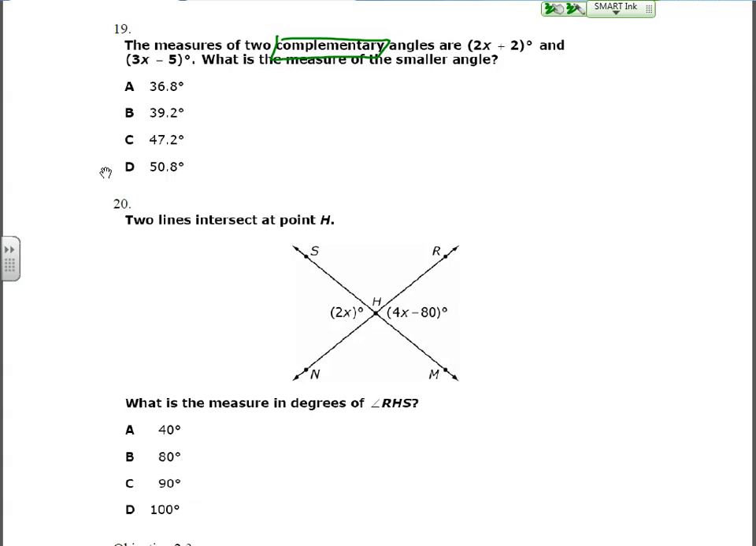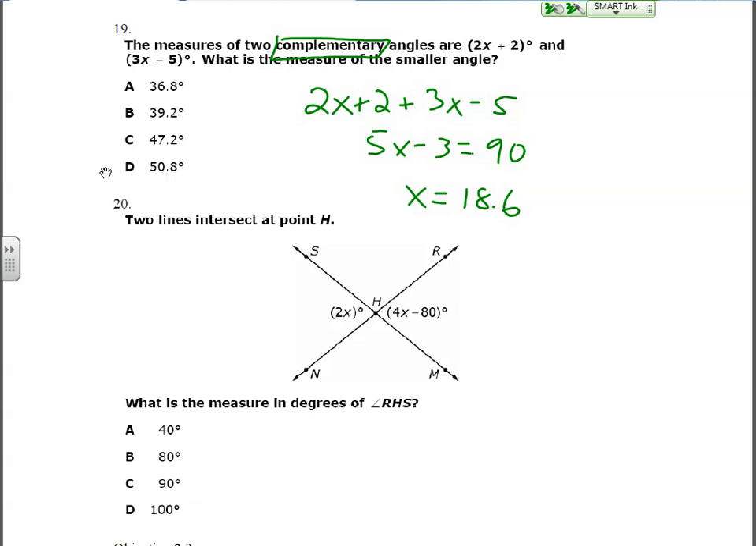5x minus 3 equals 90. Right, if you combine them, you've got 2x plus 2 plus 3x minus 5. If you combine like terms, 5x minus 3 equals 90. You solve that, you get 93 divided by 5, which is 18.6. Okay, so that's your value for x. And it says, what is the measure of the smaller angle?